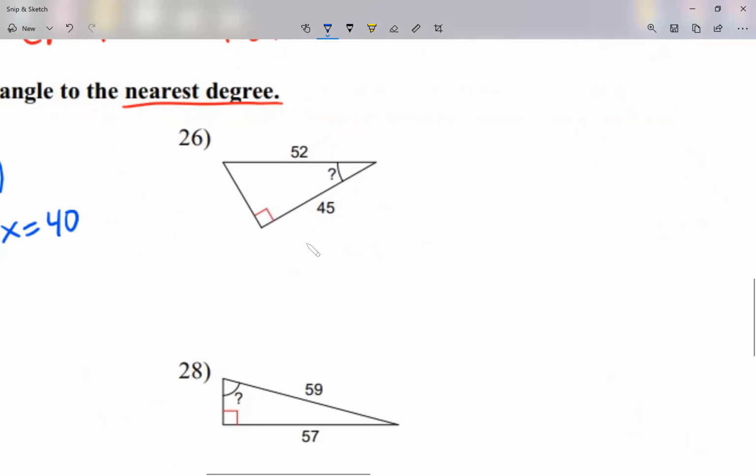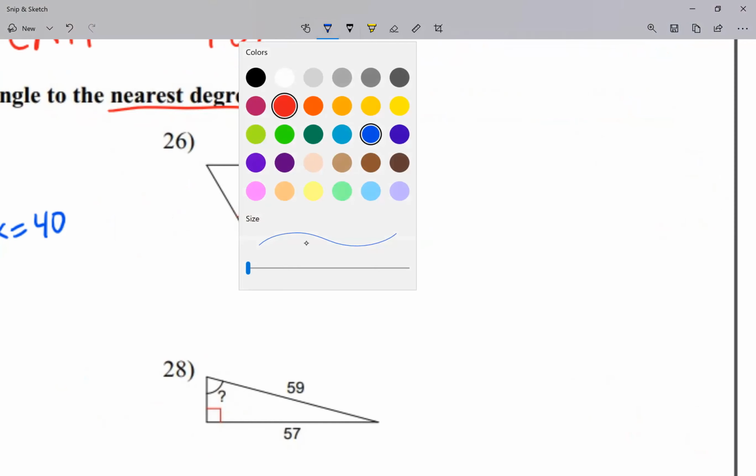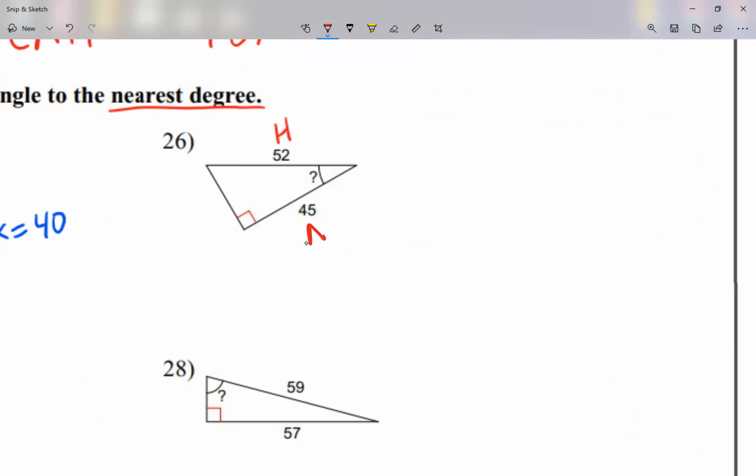All right, let's take a look at number 26. In this case, I do have the hypotenuse and I have the adjacent. That question mark, let me change it for x. And I remember the acronym CA. So I'm going to say cosine of x is equal to 45 over 52. Adjacent over hypotenuse. Again, I want the x and the fraction to switch places.